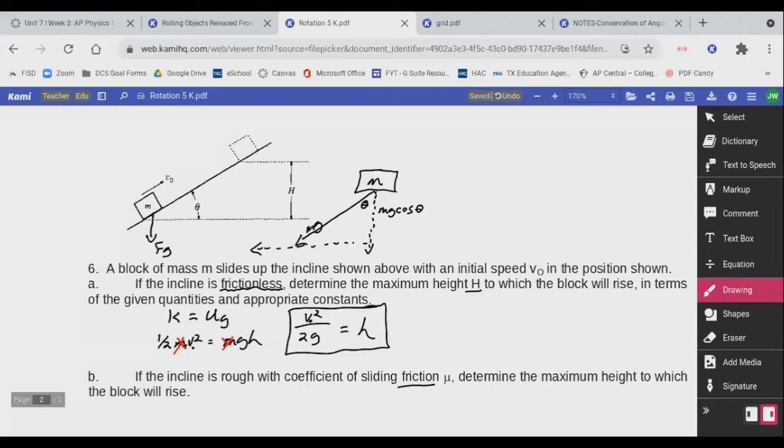Sine uses opposite, I'm pretty sure, which would make that mg sine of theta.